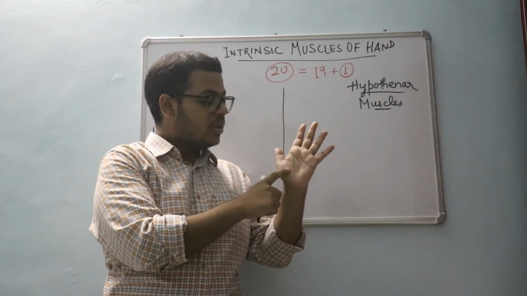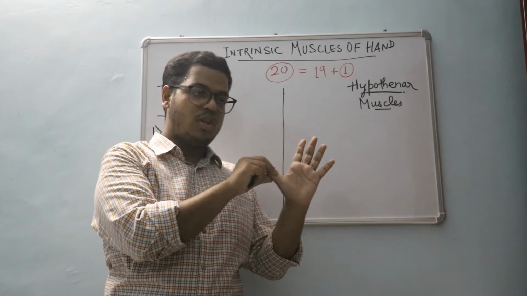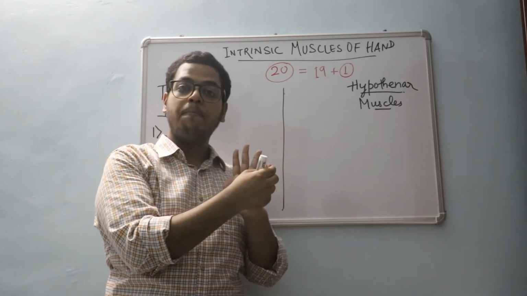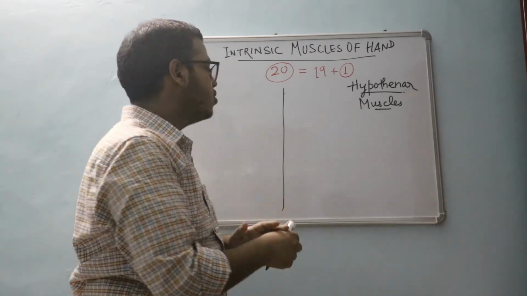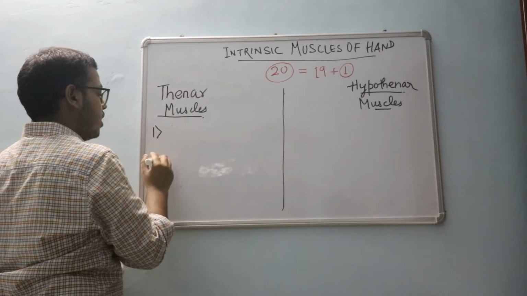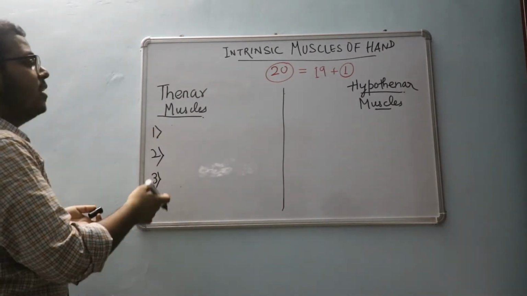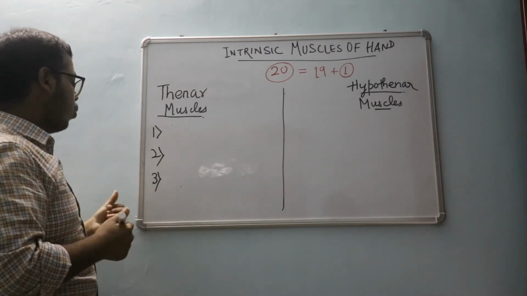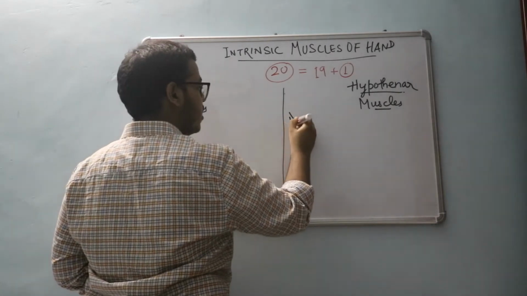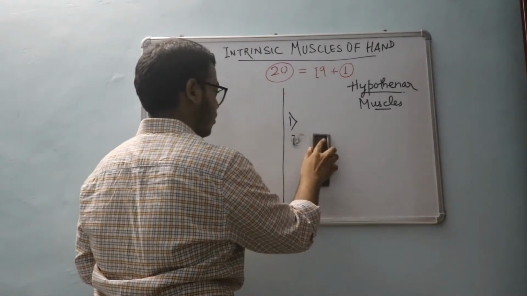So the thenar eminence muscles will supply the pollex. They will come and attach to the pollex, and the hypothenar muscles will come and attach to the digiti minimi. Okay, so according to that only we have all the names. So there are 3 muscles on both sides. Some say there are 4 thenar and 3 hypothenar, but what I personally consider is there are 3 of each.